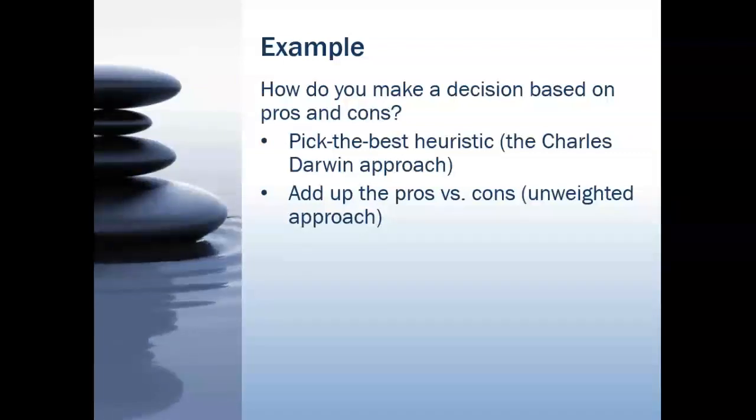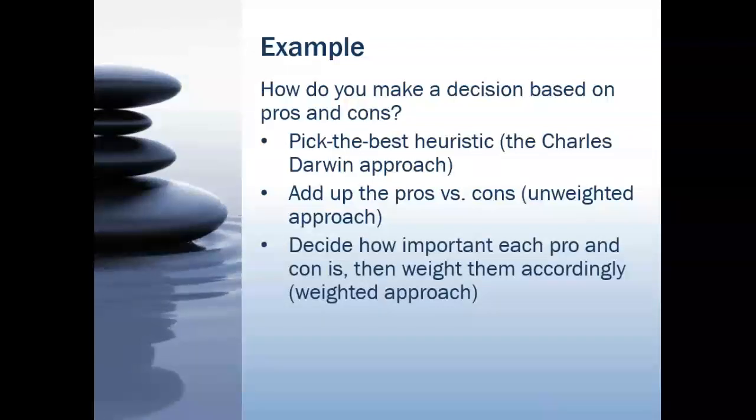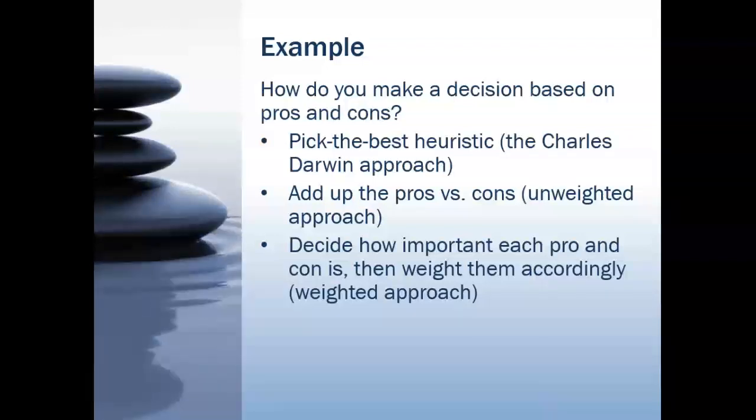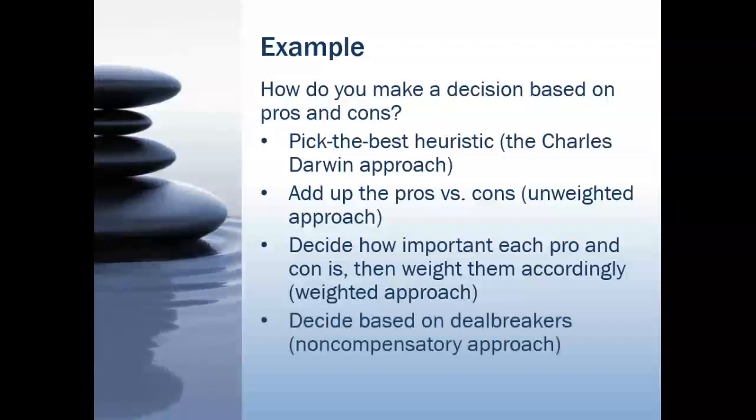Now, this of course doesn't maximize all the information that's relevant, because not all pros and cons are equal. You can decide how important each pro and each con is, and then weight them accordingly. So you might say that one particular pro is so important it's worth double the others, so you would weight it twice. We call this a weighted approach, class. We don't assume that all your pros are equally important to each other or equally important to all your cons, but rather we decide that some pros are more important than others, and so we give them more weight when we add them up.